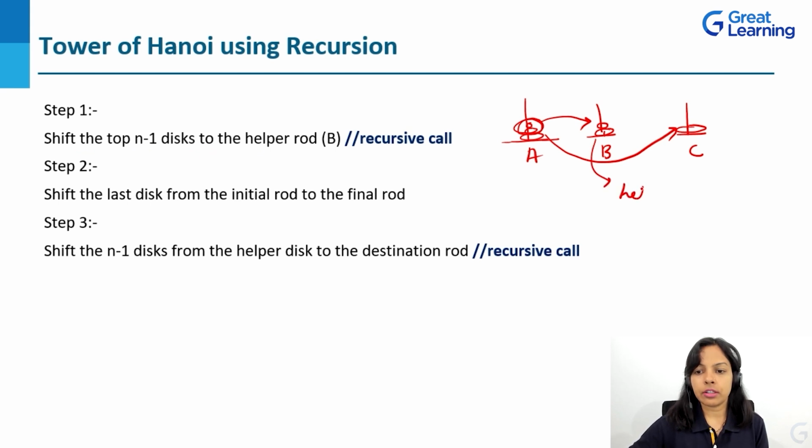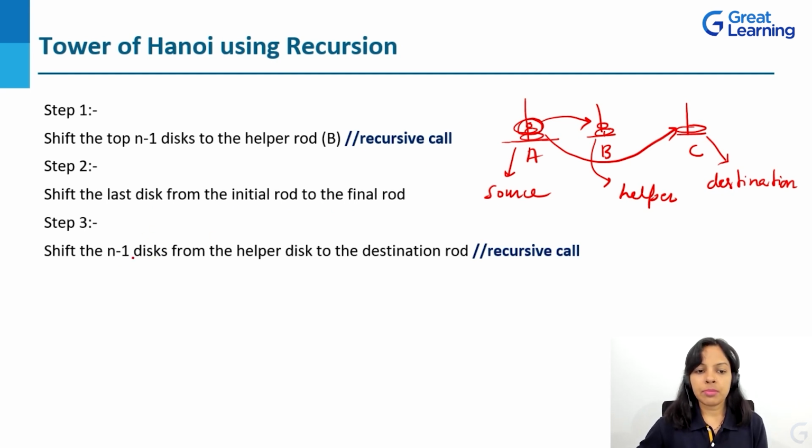If this is considered your helper rod, this is your source rod, or source tower, and this is your destination tower. Just to have a clear understanding, these are the names given. So this is what it says, that if there are n disks, then the top n-1 disks have to be shifted to the helper tower or intermediate tower, and the last one can then be shifted to the destination tower. Okay, so the second step says to shift the last disk from the initial rod to the final rod. This is your initial rod A, final rod C.